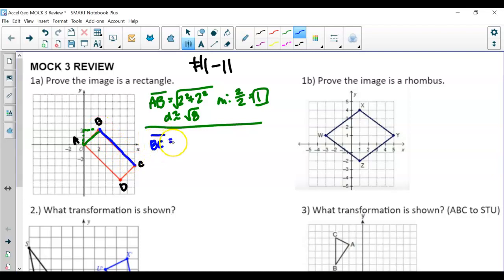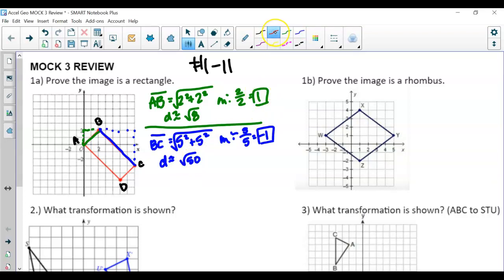BC. Again, getting our rise, 1, 2, 3, 4, 5, and 1, 2, 3, 4, 5. So 5 over 5. Now notice, we're going down, so this is a negative slope. This is negative 1. Then we can use those distances to find our length. So 5 squared plus 5 squared and take the square root. The distance is approximately radical 50.